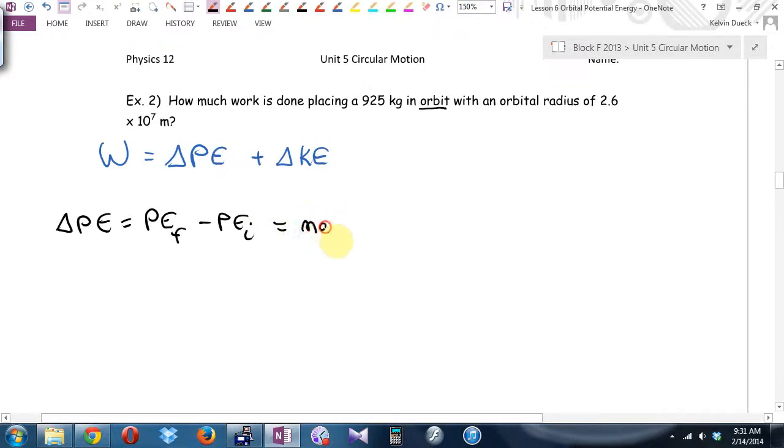Why is this next bit wrong? Don't write this down. Why is that wrong? Yeah, we're going cosmic. G's going to be changing. Otherwise, this question wouldn't be too much work. No pun intended. Negative big G, big M, little m, our final, minus negative big G, big M, little m, our initial.